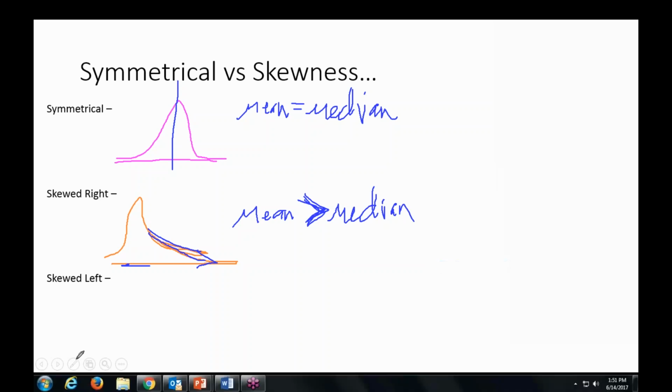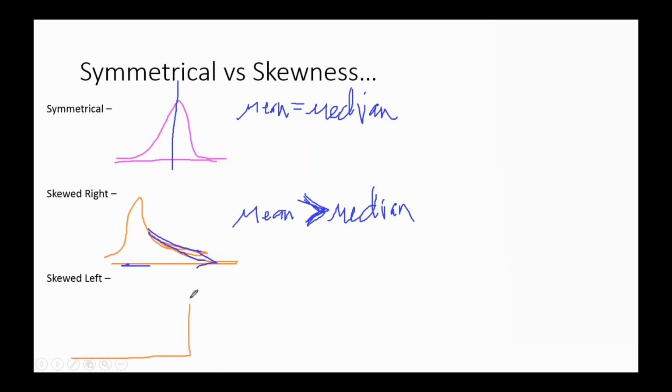Okay. Then skewed left goes opposite, where you have the big part on the side and your tail goes to the left. So thinking through that, if your tail's pointing to the left, that means your mean is less than the median. This might be representative of the ages of people who do the New York Times crossword puzzle.